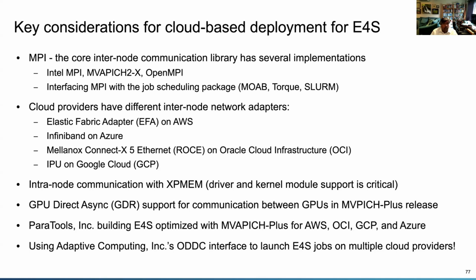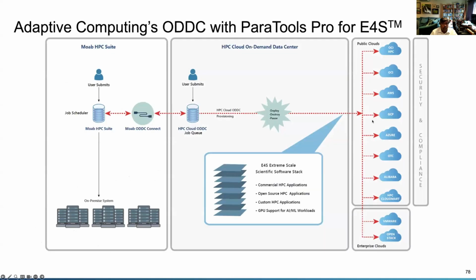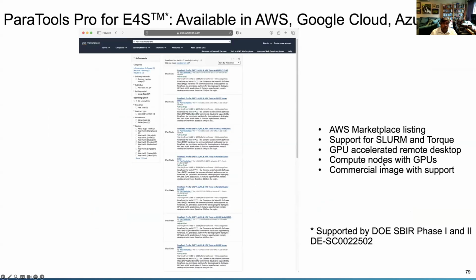But it's more than just the inter-node that you have to look at. You even need high-speed intra-node communication. So you need XPMEM installed and the MPI to use that, and support for GDR. And we are building this whole ecosystem of tools and using Adaptive Computing's ODDC to launch the E4S image on multiple cloud providers. Here is an image of ParaTools Pro for E4S, which is accepted in the AWS, Google, and Azure marketplaces.